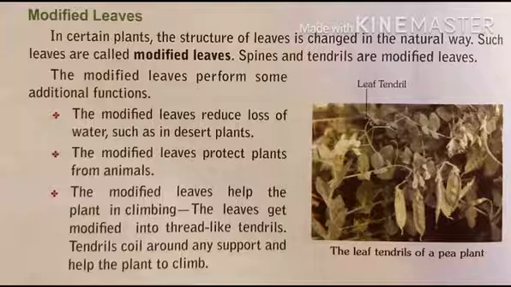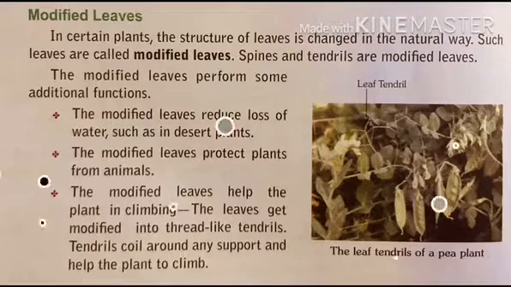The modified leaves reduce loss of water during transpiration, such as in desert plants. The modified leaves protect plants from animals. The modified leaves help the plant in climbing. The leaves get modified into thread-like tendrils. Tendrils coil around any support and help the plant to climb.